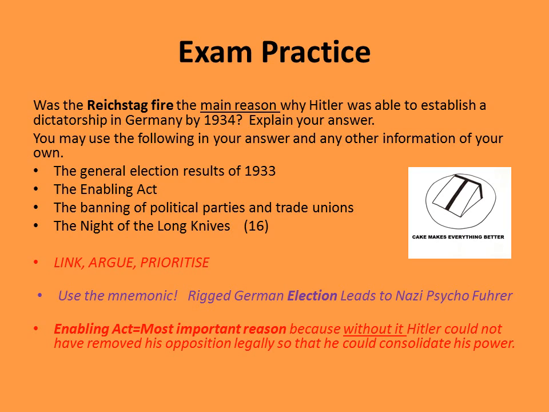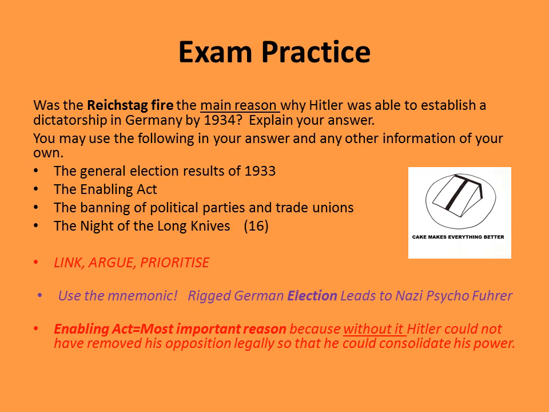And a really good way, which it says there, of trying to show how important something is, is using that phrase, without it. What would it be like without it? And if you realise that without this event or this reason, actually it wouldn't have been quite as it was, then it must be pretty important. So the Enabling Act is the most important reason why Hitler was able to establish a dictatorship in Germany by 1934.